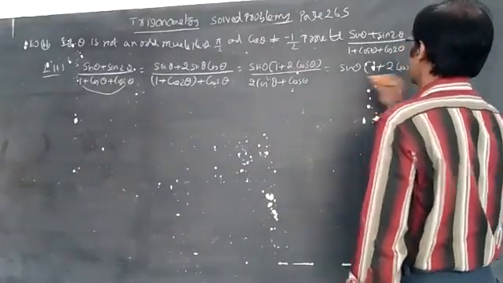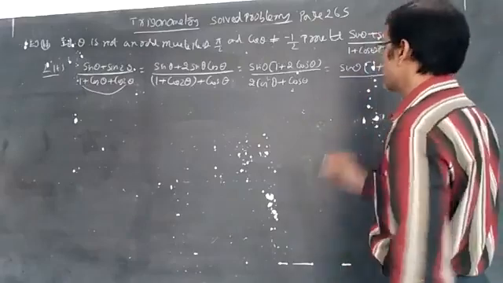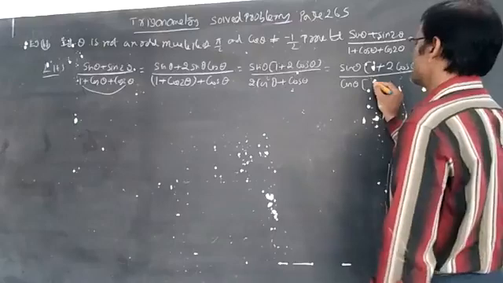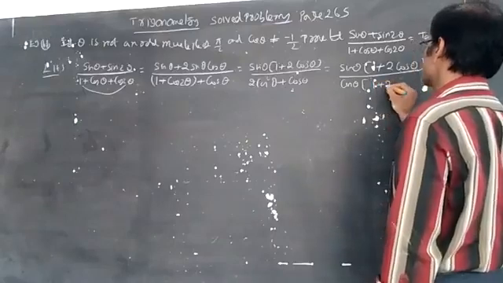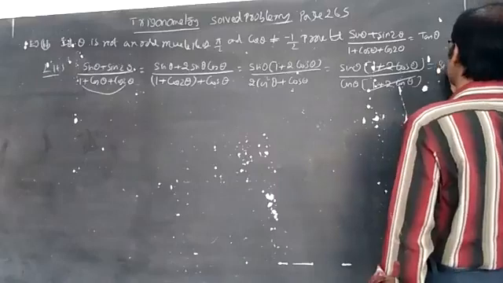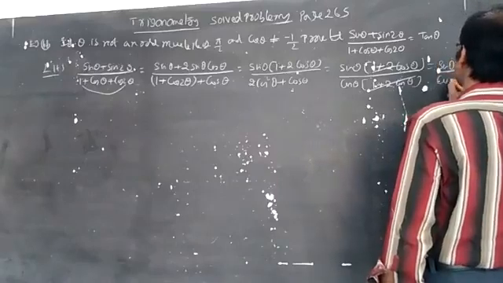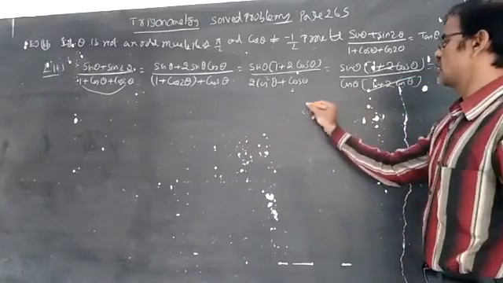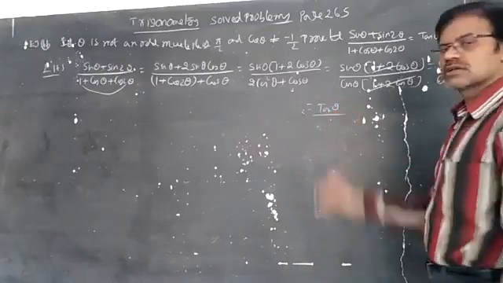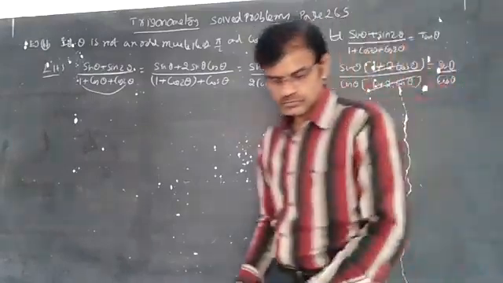In the denominator, you take common cos theta, it becomes cos theta (1 + 2 cos theta). The common factor 1 + 2 cos theta gets cancelled. We get sin theta by cos theta, and the value of sin theta by cos theta is nothing but tan theta.